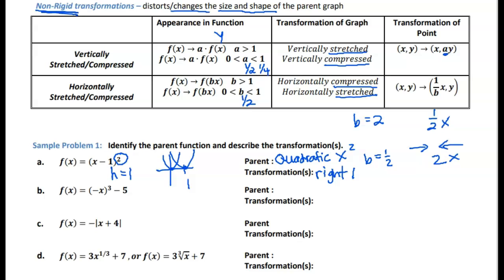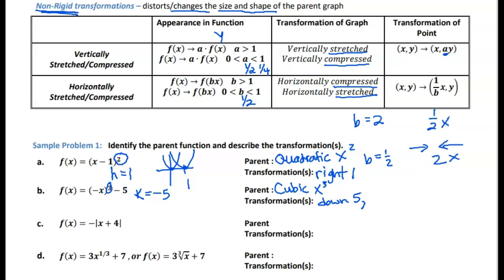It shifted 1 right. Now letter B, a little different. We have a degree 3, so that's going to be the cubic function, x cubed. And we have 2 numbers around it. We have a -5 hanging on at the end. If you look in your chart, that's a k value. So we have a k of -5. And what does that do? Well, it's going to shift down 5. So the whole cubic function graph is going to shift down 5.